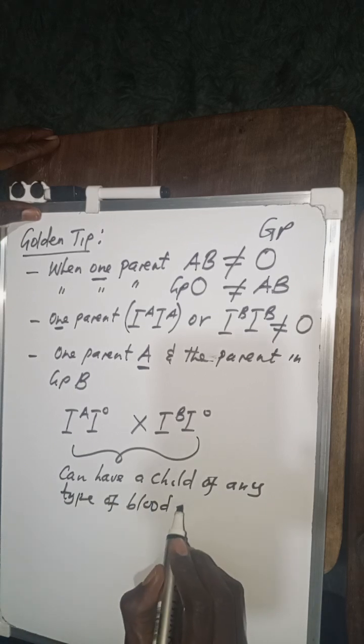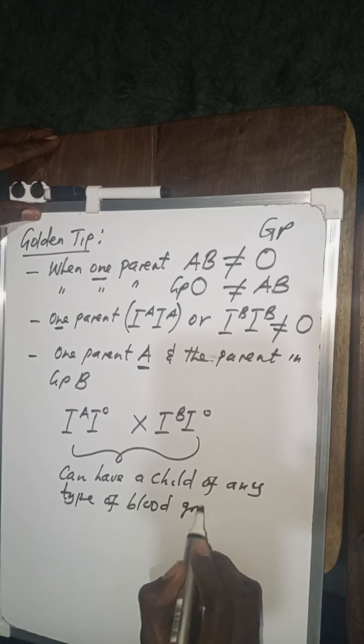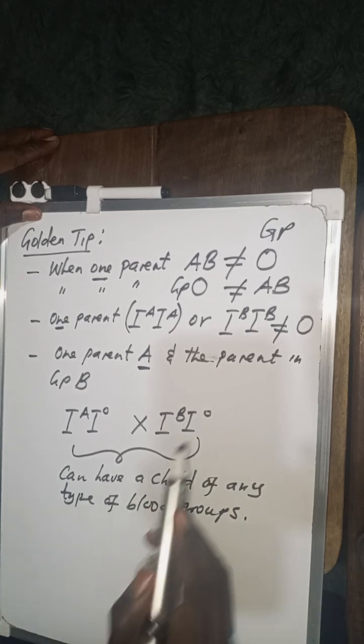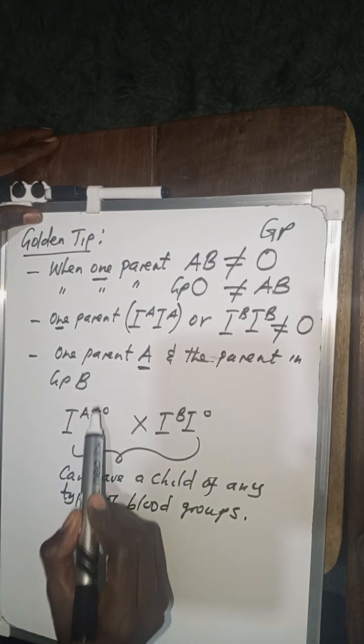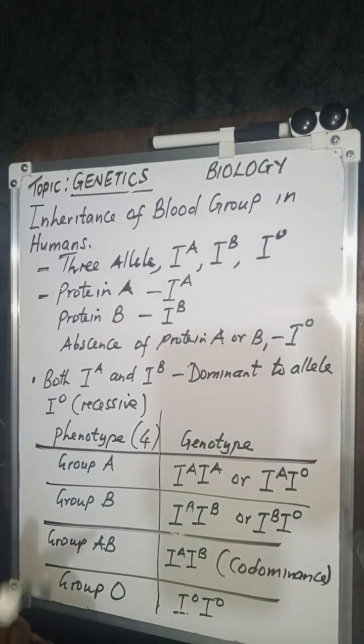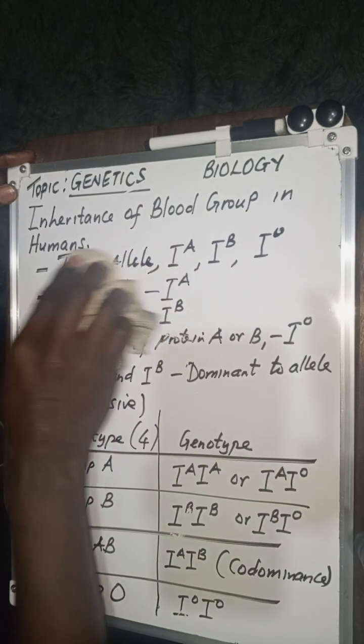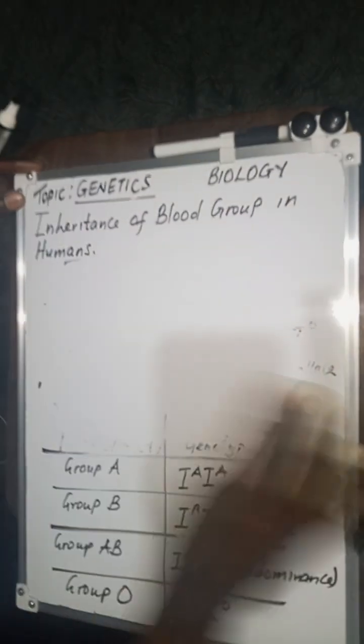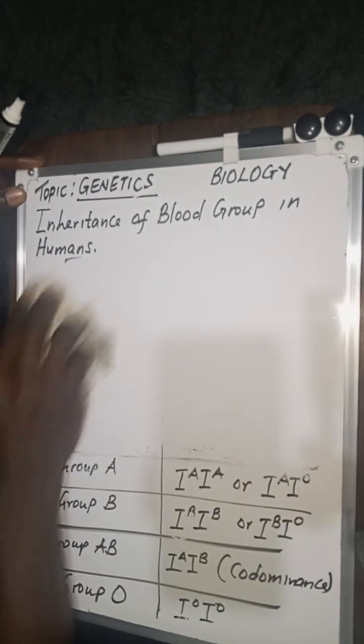So all those possible blood groups that we talked about, it is possible that they can have, as long as one parent is in this blood group and the other one is in that. Well, let's try to show you using an examination question what we mean when we say that. Allow me just to clear up this so that we can look at a question. Remember, we are focusing on the inheritance of blood group in humans.